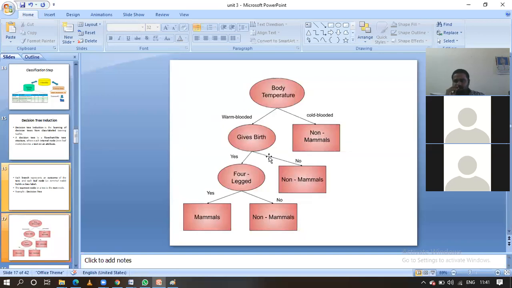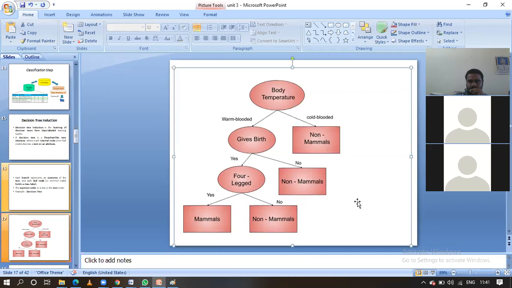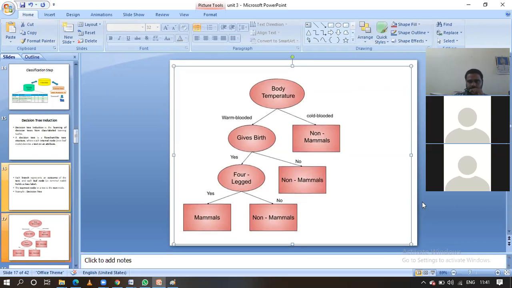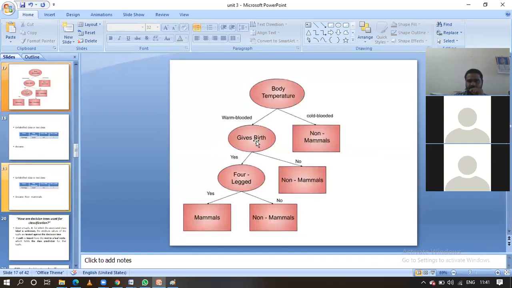The decision tree comes under the classification problem. Here is the unknown class label: the name of the animal is flamingo. Its temperature is warm and it won't give birth. Let us check this data with our decision tree. Warm-blooded, and doesn't give birth.